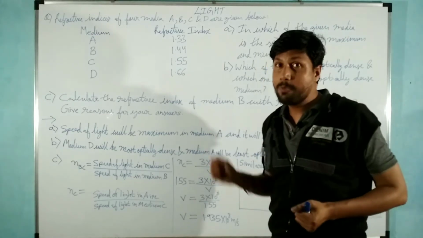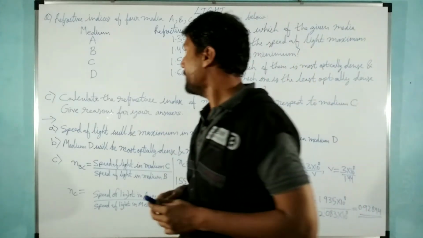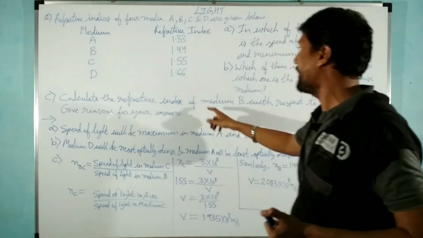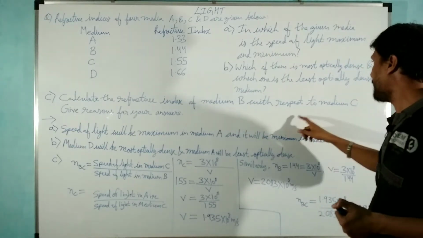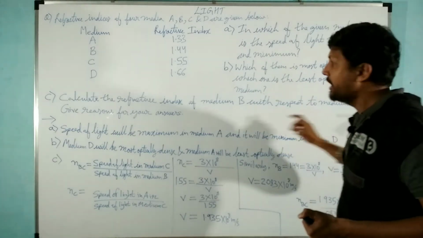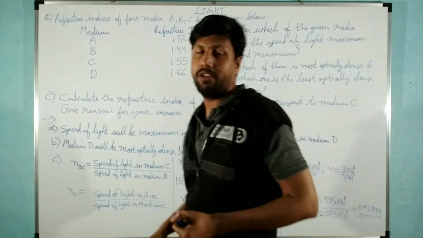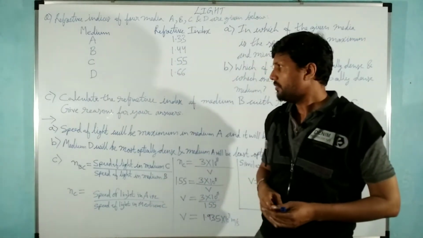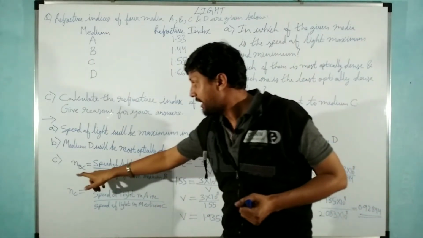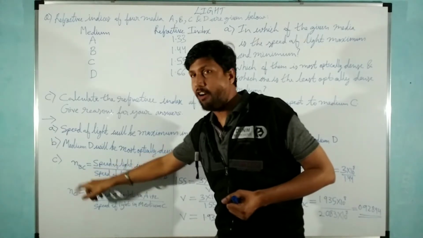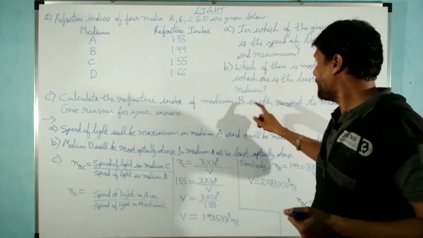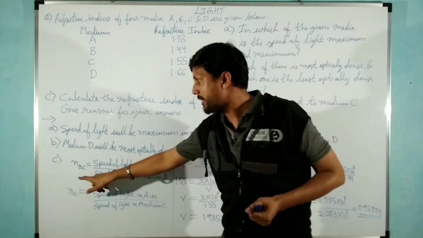Now, let's come to the numerical part, dear friends. The numerical part is: calculate the refractive index of medium B with respect to medium C. Give reasons for your answer. Now dear friends, we know the basic thing, that is, the refractive index of medium B with respect to medium C is always expressed like this.